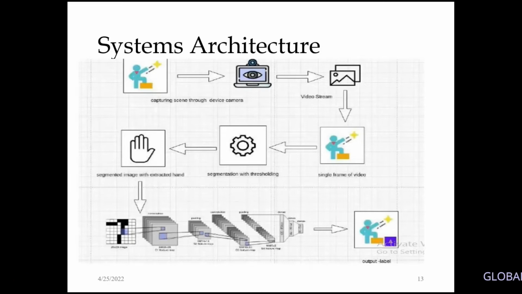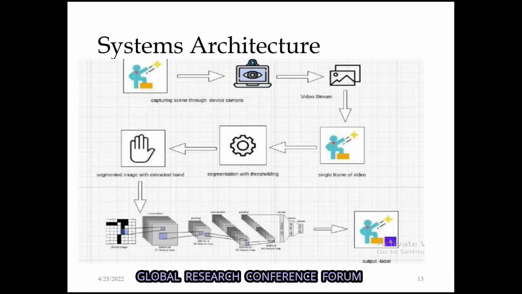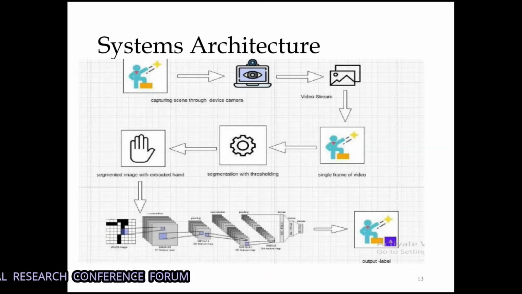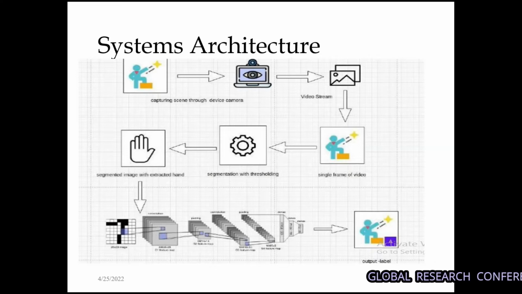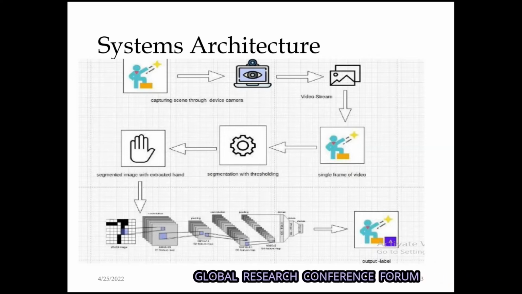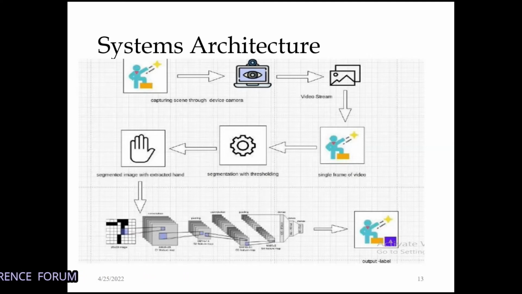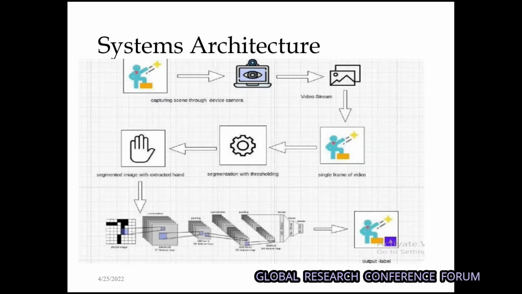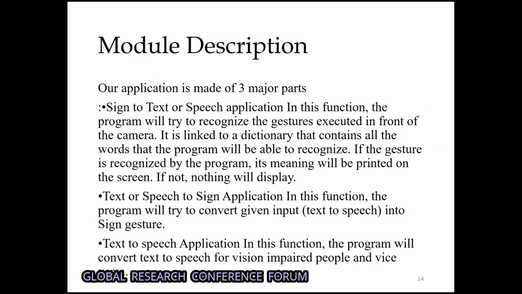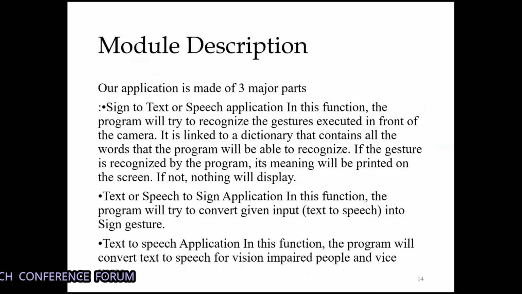This is our system architecture. In this, first the user will do the hand gestures in front of the camera. The camera will take that as input and process it, and it will compare the hand gestures with the words kept in the dictionary. Then it will display at the end which letter the user is displaying as hand gestures. Next slide.